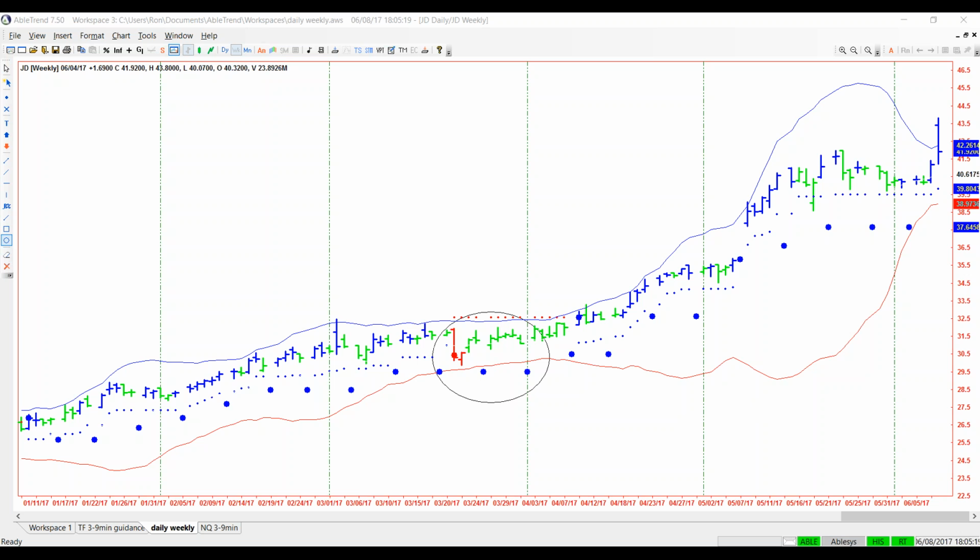The little blue dots is the hidden support, which blocks or stops the price from going any lower than those blue dots. So when you've got a mix of blue and red dots, obviously that means no trade. It means the market's going to be sideways or choppy. It's going to be too risky to take a chance.